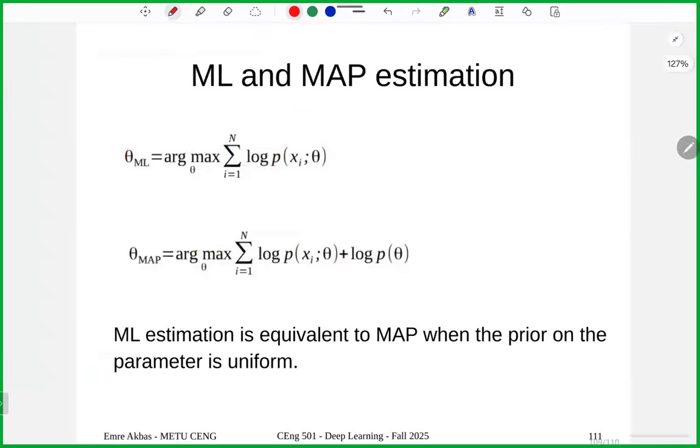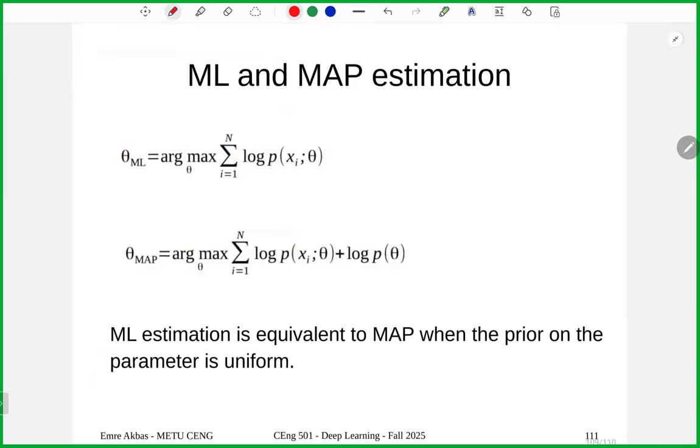If we compare and contrast the two, on top you see the maximum likelihood. Below that is the maximum a posteriori estimation, and the only difference is that one term. So ML estimation is equivalent to MAP when the prior on the parameter is uniform. If you assume a uniform prior on your model parameters, then both of them would be the same.